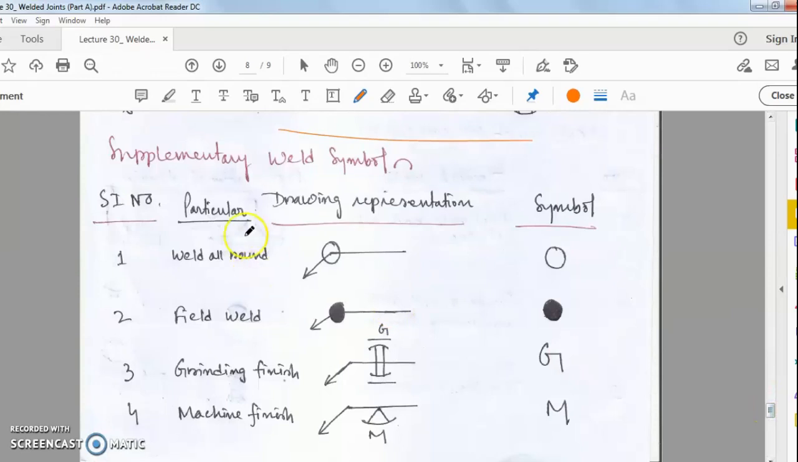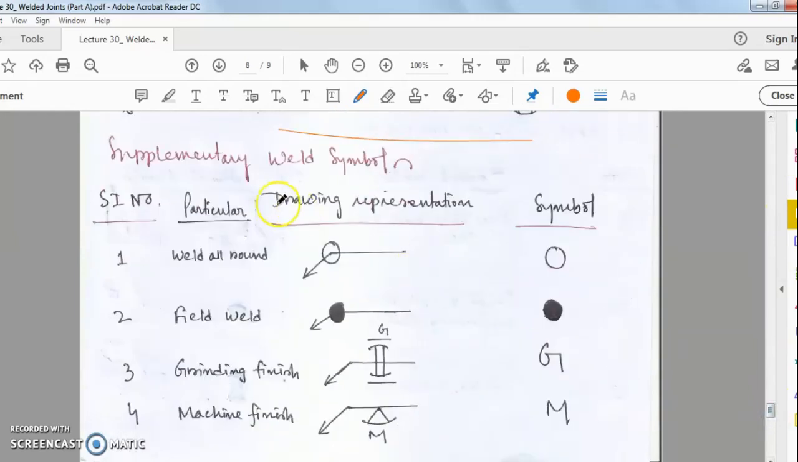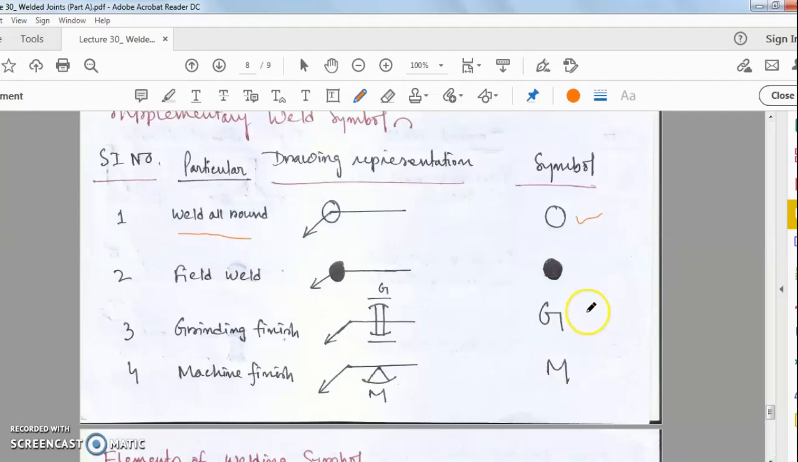Next, come to the supplementary weld symbols. Previously it was the primary, main, basic symbols. Now it is the supplementary weld symbols. Here, serial number 1, if you see, is the weld all around. That means if you require welding all around the joint, the drawing representation will be like this and the symbol will be like this.